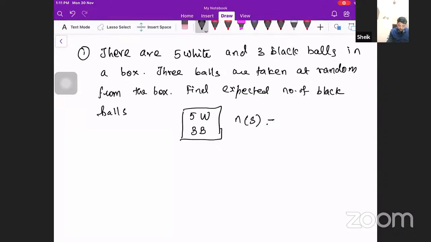Therefore, n of S is nothing but 8C3. What is 8C3? 8 into 7 into 6 by 3 into 2 into 1. 3 2s are 6. Okay, 56. As I told you, this type of sums are a little time consuming.